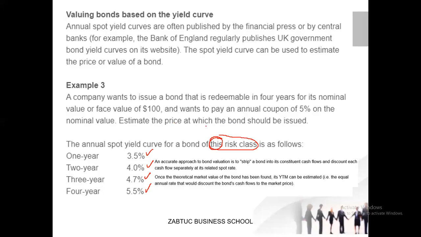So I want you to take note of these. These are things that you need to distinguish in questions. For a bond of this risk, for this company, these are the yield curves that are applicable. And some of you are saying, so how did they get these? How did they get this?